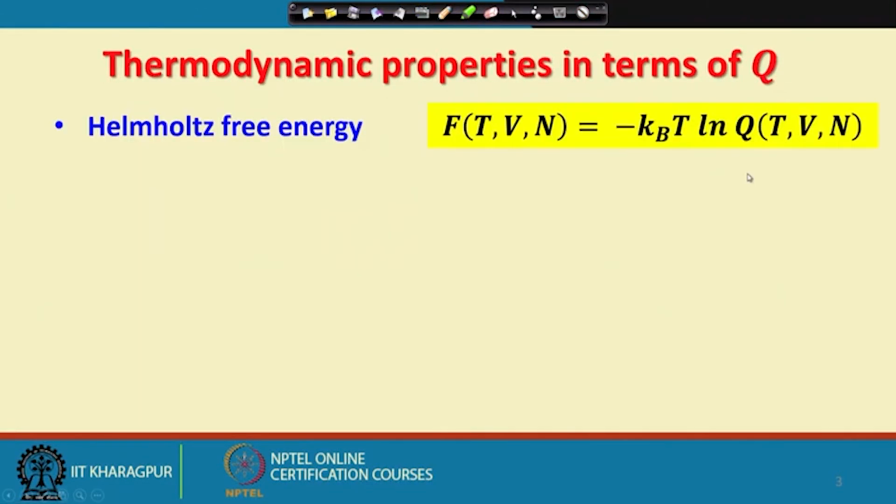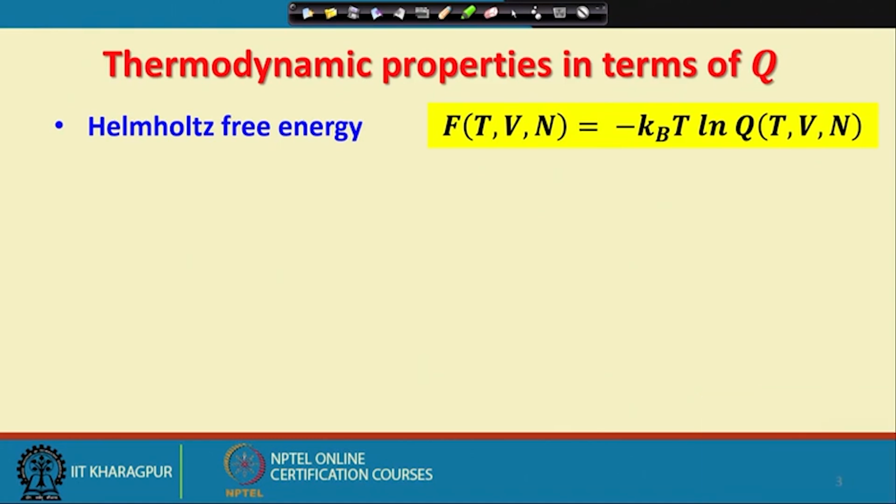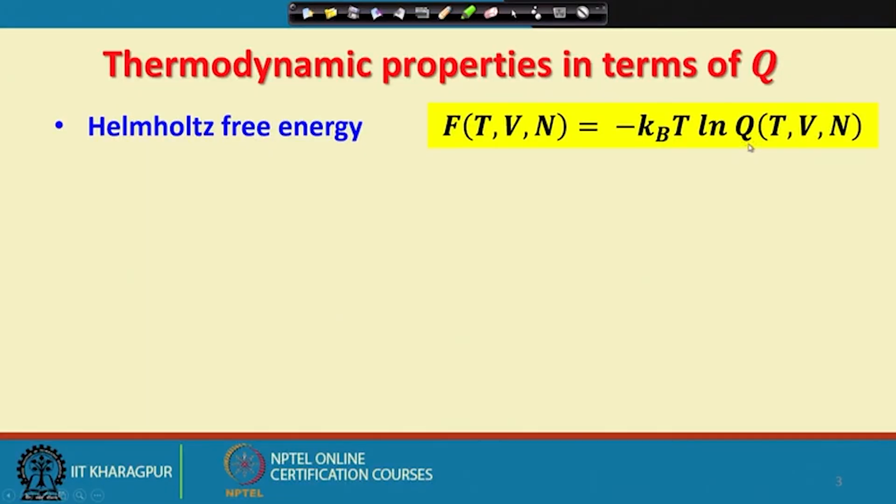So, this is the relationship that we already know from the derivation that I presented in the earlier lecture. So, we know that the Helmholtz free energy, which is a natural function of the variables T, V and N, is related to the natural logarithm of the partition function capital Q, and here this capital Q contains all the information regarding the microscopic states of the system.